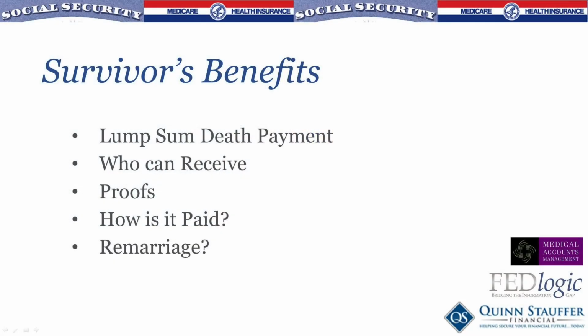Survivor benefits. If your loved one were to pass away, what do you receive? You do receive benefits under Social Security. The first thing you get is a lump sum death payment. It's issued to your surviving spouse or if you have a child under the age of 18. The lump sum death payment is a whopping $255. It's just a one-time payment.